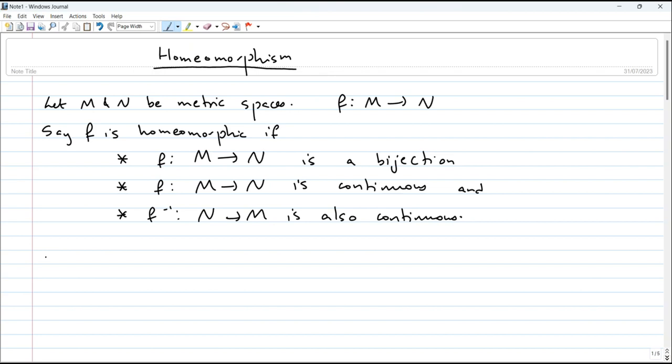And if there is a homeomorphism between M and N, that is, there exists a function that satisfies these three properties, then we say M and N are homeomorphic.